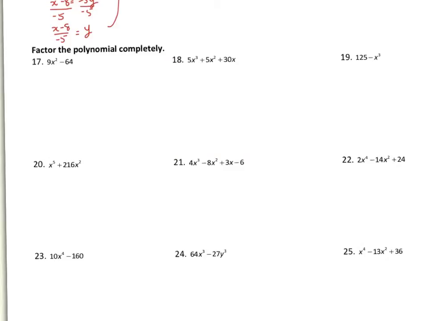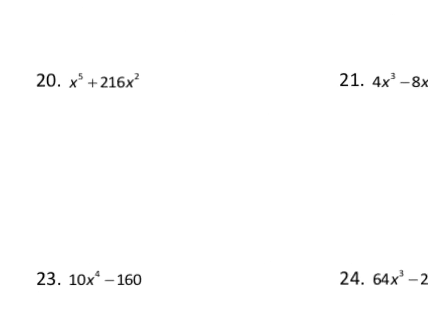So we'll do one of each, okay? With 2 terms, I'm going to look at number 20. My first step with number 20 is to take out a greatest common factor, and I see that between x to the 5th and 216x to the 2nd, my greatest common factor is x to the 2nd. When you take out x to the 2nd, essentially what you're doing is dividing both terms by that x to the 2nd.